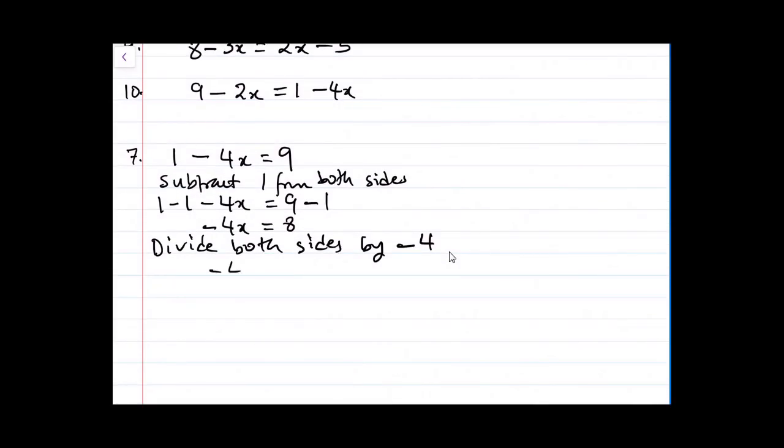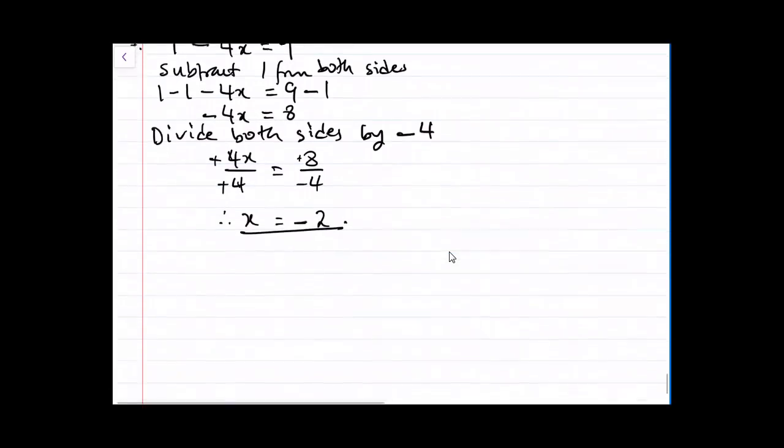So minus 4x over minus 4 and 8 over minus 4. And this minus cancels out, 4 also cancels out, and we are left with x. And if we have positive dividing negative, that will give us negative, just from our video on division and addition. And 4 will go into 8 twice, so our final answer will be minus 2.